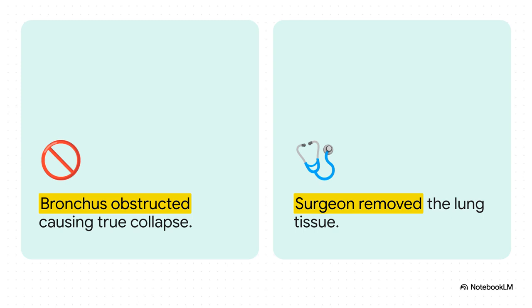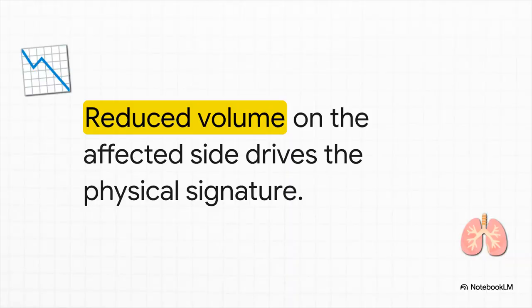On the left side, you've got lung tissue that is essentially missing from the respiratory equation because a bronchus is obstructed, so that's your true collapse. But on the right, the lung tissue is missing because a surgeon's scalpel removed it. But structurally, inside that rigid box of a thorax, the resulting physical findings are driven by the exact same mechanical factor. And that factor is reduced lung volume. That's the crucial point here. Reduced volume on that side of the chest is what fundamentally drives all your physical findings.